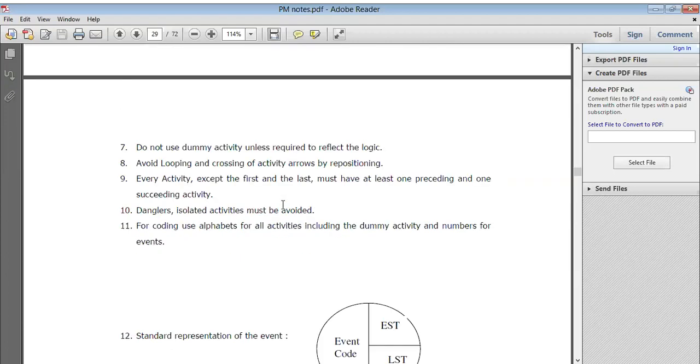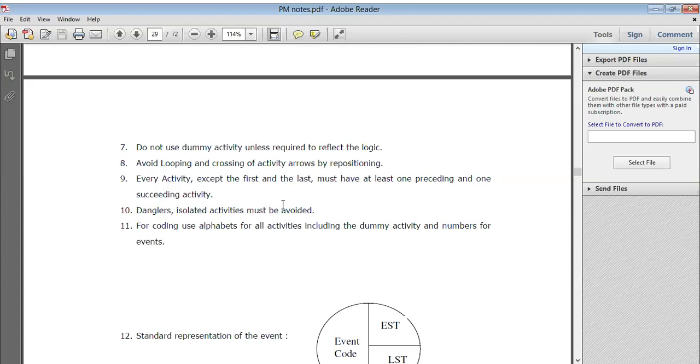Now, do not use a dummy activity unless required to reflect the logic. After you start, the logic is there. If some machine or installation is not doing well, how do you start your pump, how do you start your bore well? The logic is there. Some electric work, some technical work, you need to do it, right? So whatever the work, you go through it thoroughly, as per the plan.